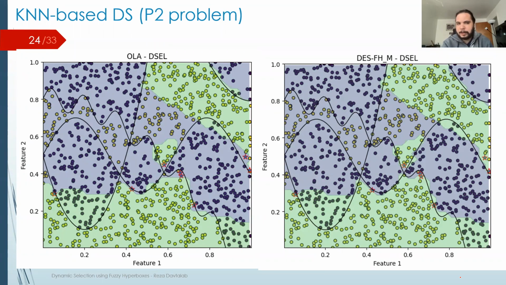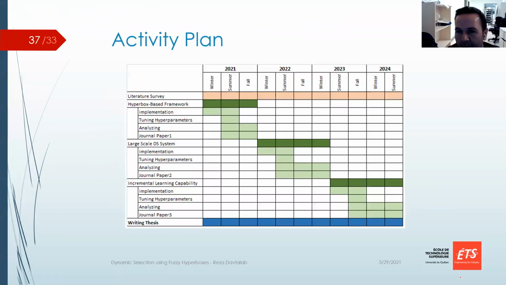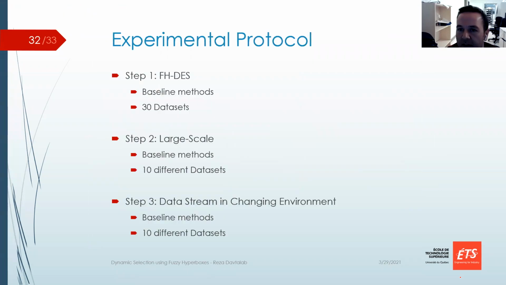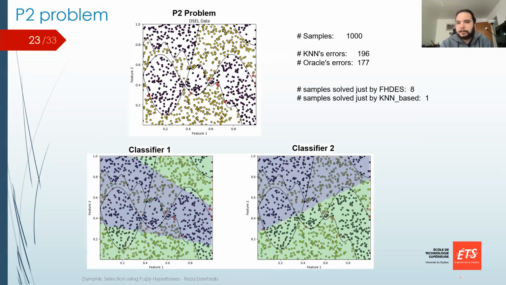Can you go to the slide before? Is it 23? Yeah, 23. So you had this analysis here, one analysis using your fuzzy hyperboxes DES. So you know that 8 errors of the KNN you could solve with this technique. Based on this analysis, you could also see what would be the difference of modeling the negatives and modeling the positives. Oh yeah, it's a good idea.